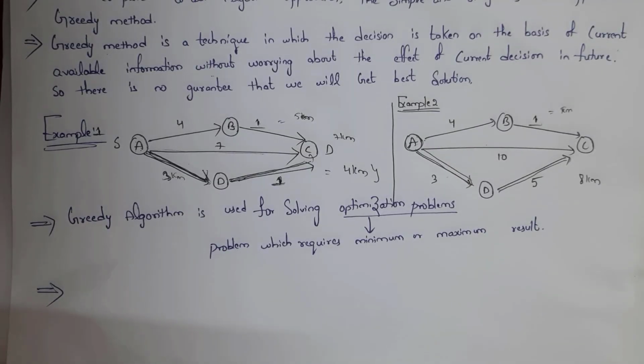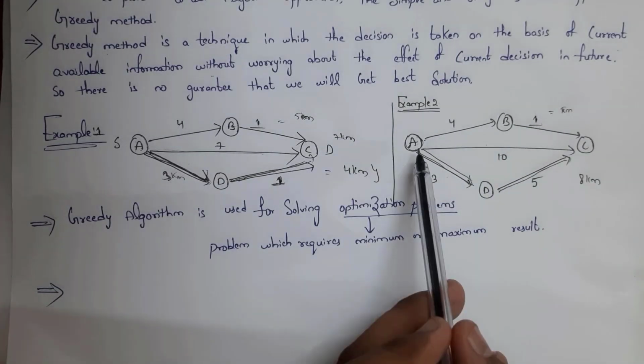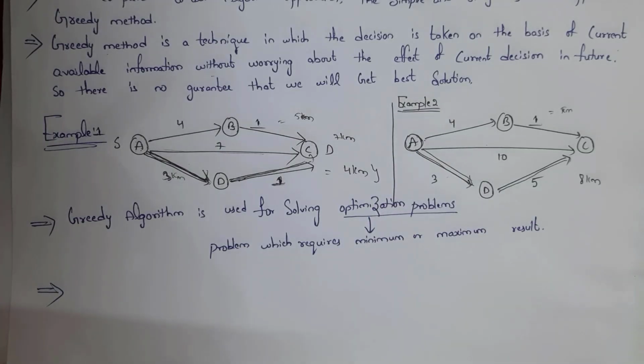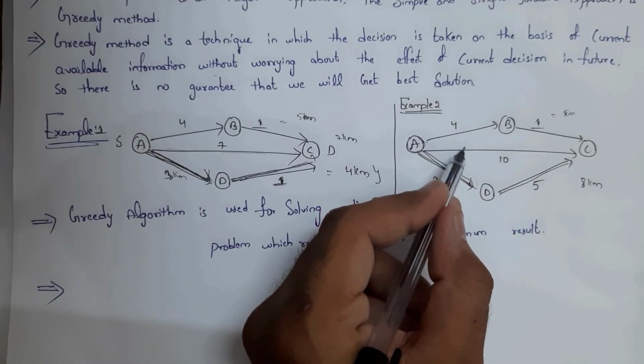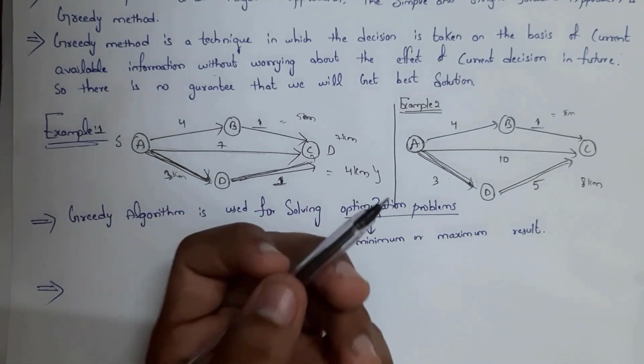So the decision is not always best. If you consider another example, from A to B it will take 4 kilometers, from A to C it will take 10 kilometers, and from A to D it will take 3 kilometers. So I chose the best result from this currently available information. I chose A to D because it took only 3 kilometers.